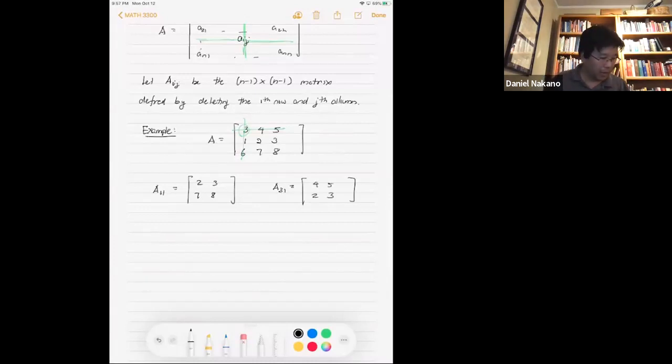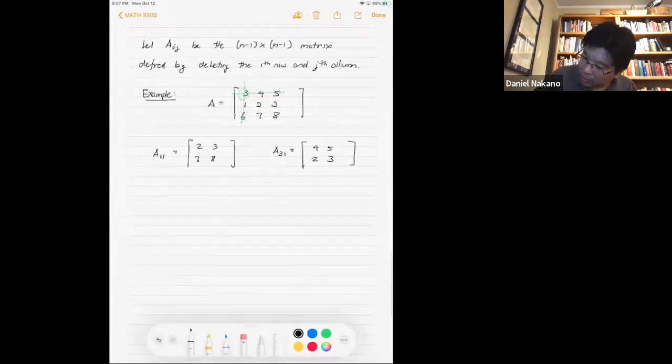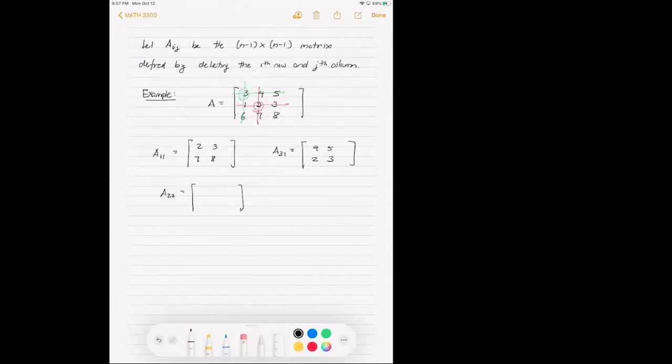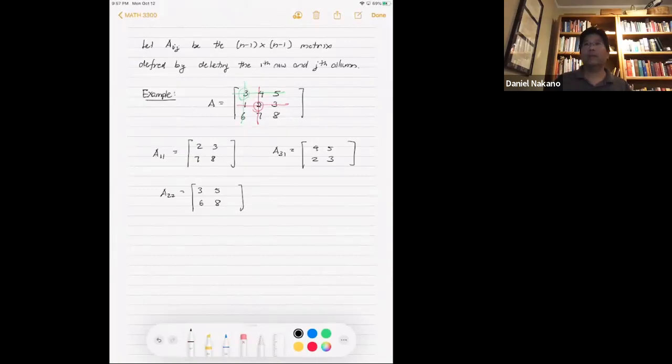Okay, and let's do one more. So A22. Okay, so let me use a different color this time, all right? So here's the 2, 2 entry over here. And so we're going to delete the second row and the second column. And then what matrix are we going to get? 3, 5, 6, 8. Good. All right. Does everyone see how to do that? Nice little rule.